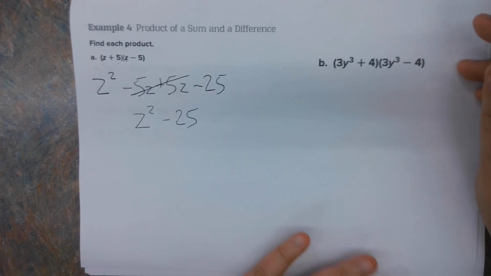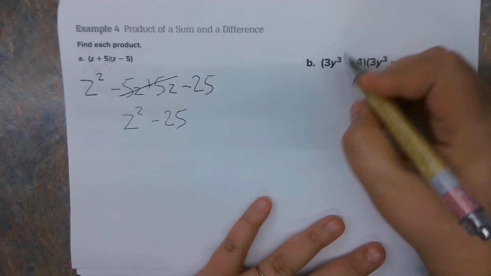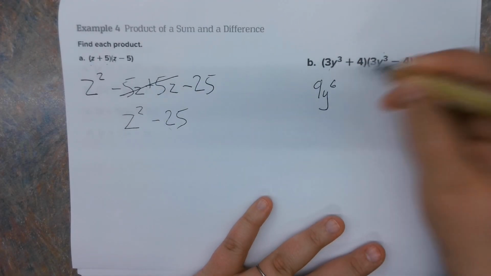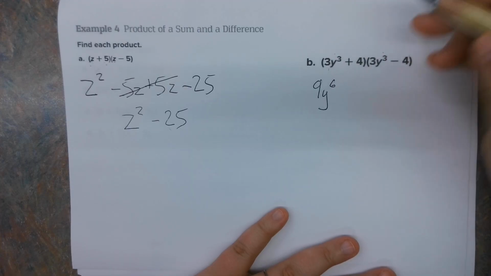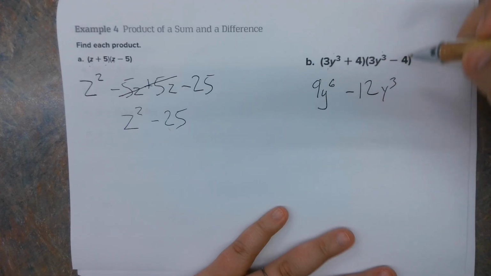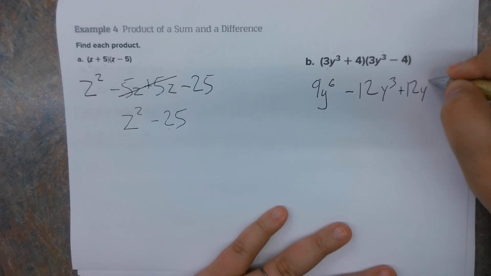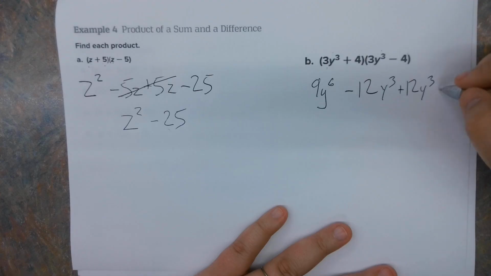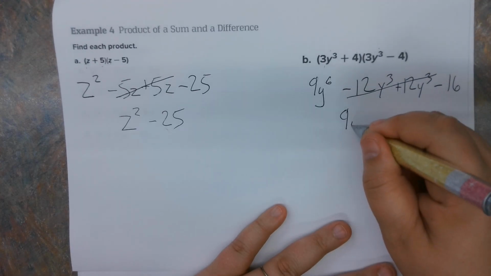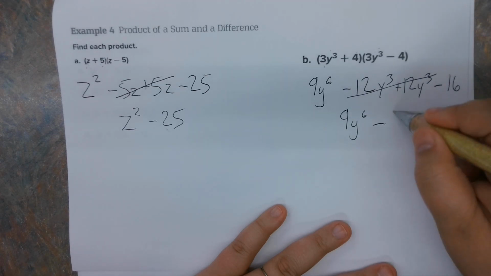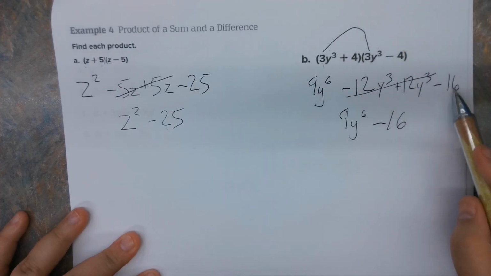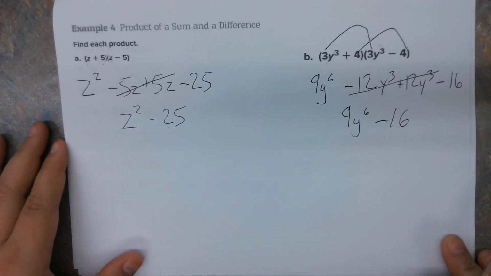But I'm going to do it again to show you what happens instead of just doing the trick. 3y cubed times 3y cubed is 9y to the 6th. 3y cubed times negative 4 is negative 12y cubed. Positive 4 times 3y cubed is positive 12y cubed. And positive 4 times negative 4 is negative 16. Oh, look. They cancel out. 9y to the 6th minus 16. Okay? This is coming from the first, and this is coming from the last.